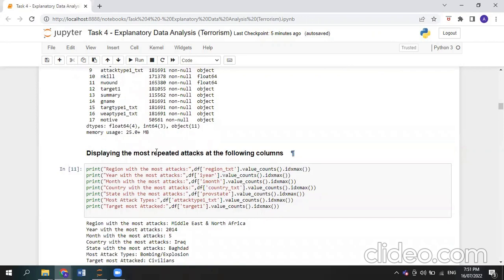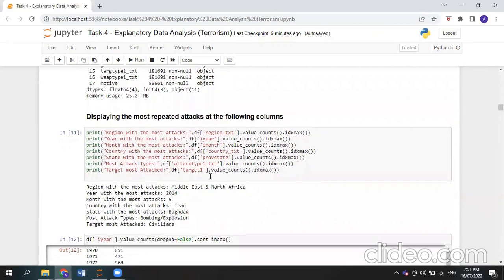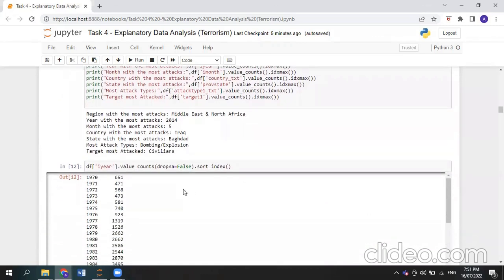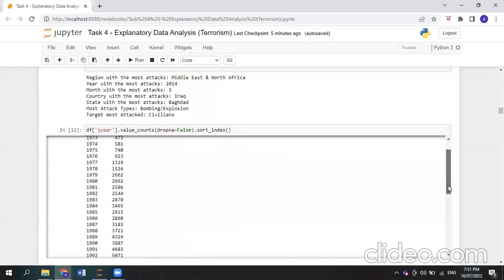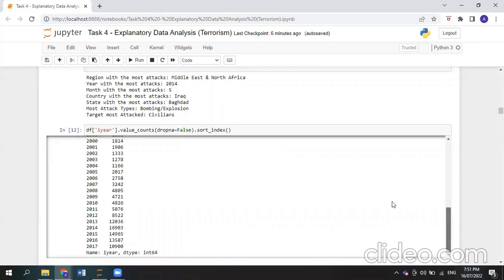Now we display the most repeated attacks at each column using index max. The region with the most attacks is Middle East and North Africa. The year with the most attacks is 2014. Target most attacked are civilians with bombing and explosion types. Here we have the number of attacks among every year from 1970 to 2017.